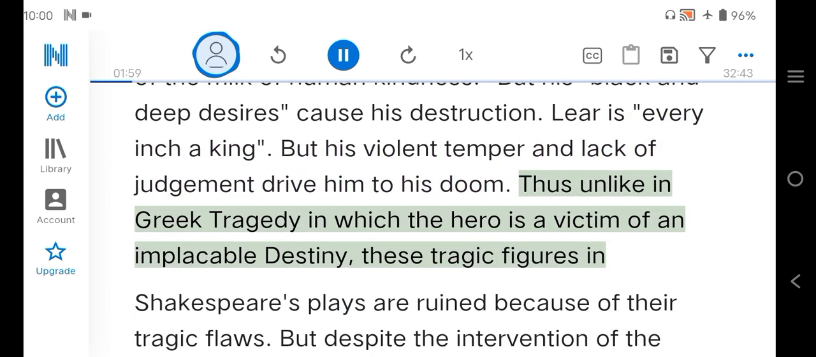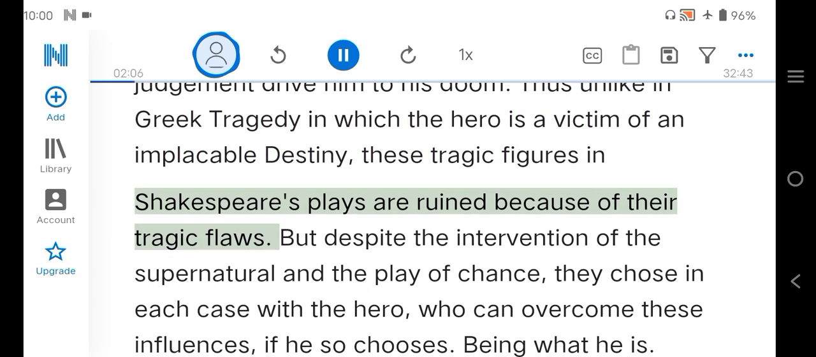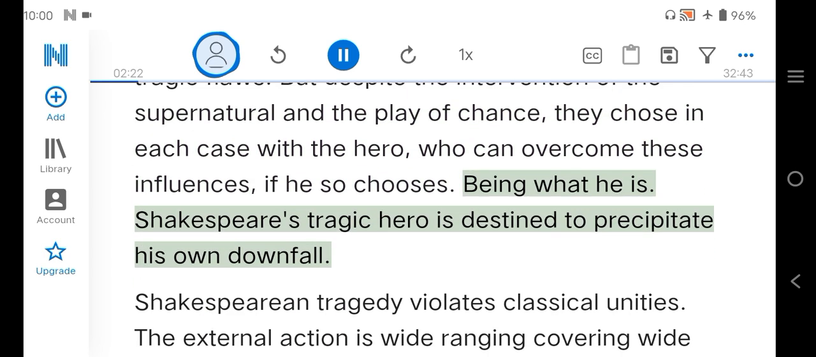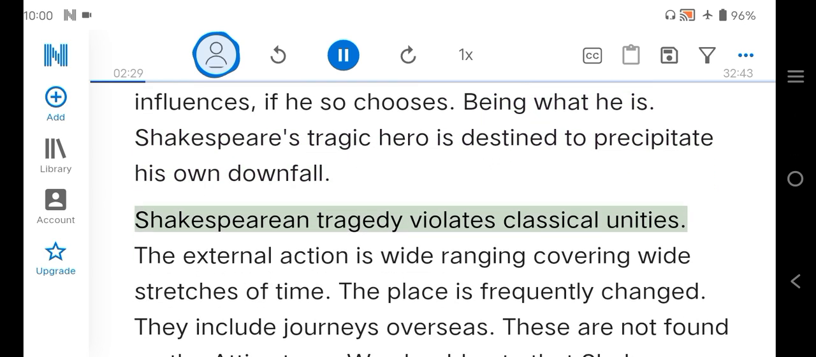Thus, unlike in Greek tragedy in which the hero is a victim of an implacable destiny, these tragic figures in Shakespeare's plays are ruined because of their tragic flaws. But despite the intervention of the supernatural and the play of chance, the choice rests in each case with the hero, who can overcome these influences, if he so chooses. Being what he is, Shakespeare's tragic hero is destined to precipitate his own downfall.